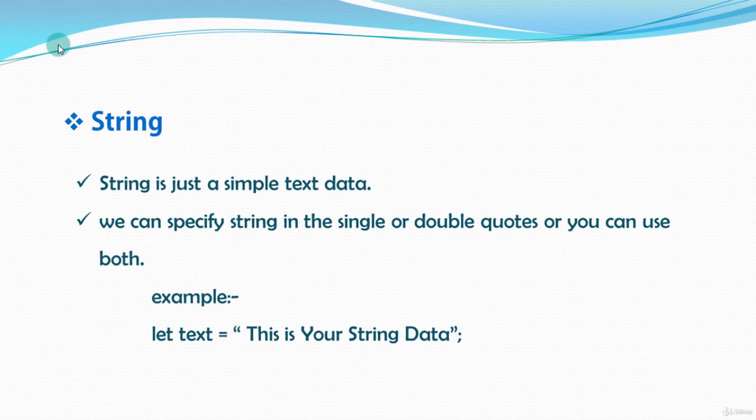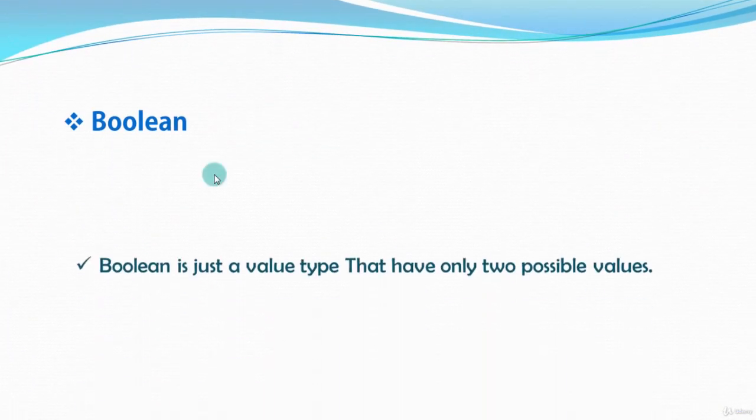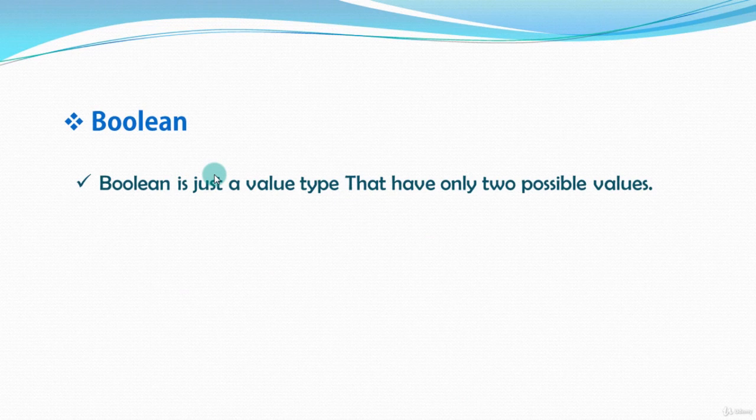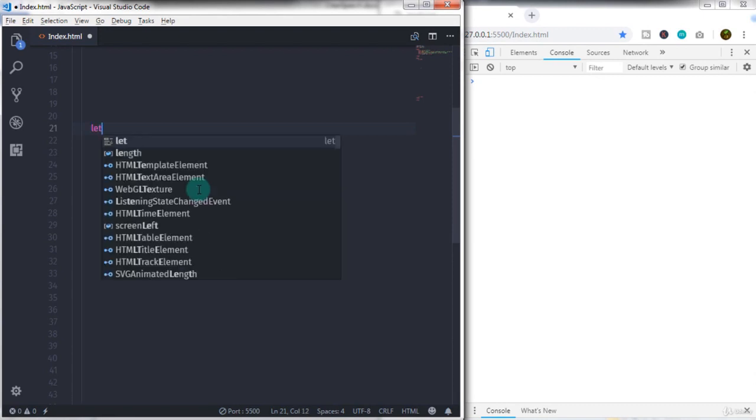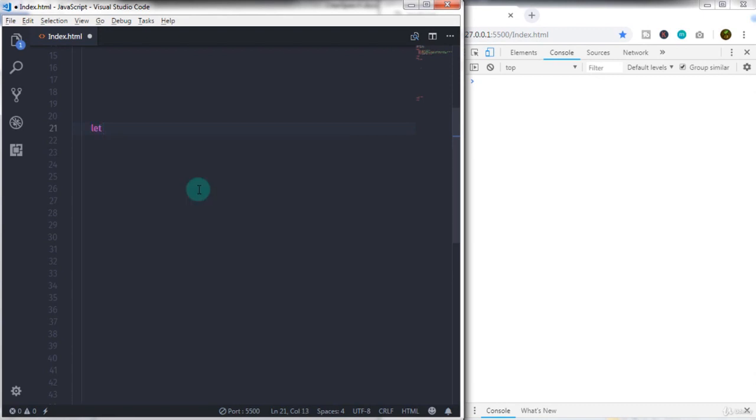Now I will move to the next topic, which is Boolean. What is Boolean? Boolean is just a value type that has only two possible values, true or false. But be careful when you are using the Boolean type. If you intend to use a Boolean, then don't specify the Boolean value in quotation marks. If you specify the Boolean value in quotation marks, then the literal equals a string literal.